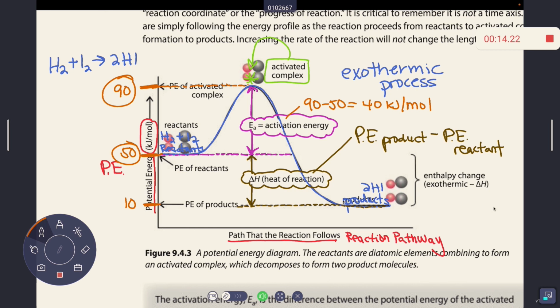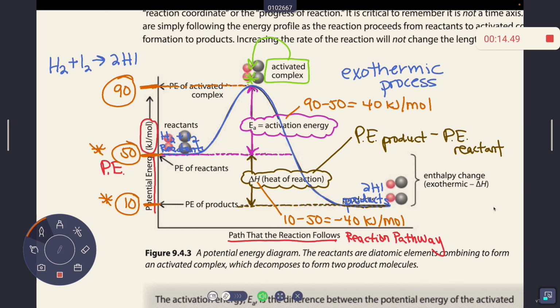Okay. If I asked you to calculate the heat of reaction, which is the delta H value here, it's the potential energy of the products, which is 10, minus the potential energy of the reactants, which is 50. What would that be? Negative 40 kilojoules per mole. And it makes sense that it's negative because this is an exothermic process. Does this make sense?